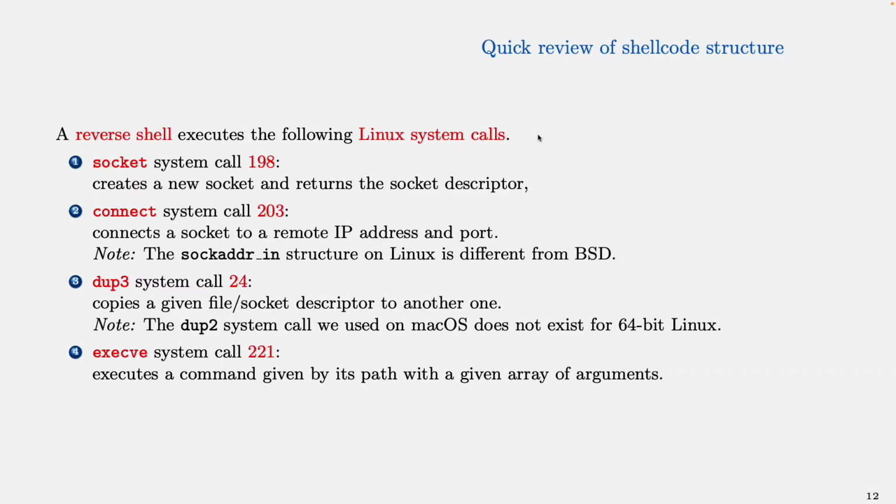Our reverse shell still has the same general structure, but we need to make a few changes. We need to change the system call numbers to the ones for Linux, so I've listed them here. And in the connect call, we must adapt the sockaddr_in structure for the second argument to this call. And we must replace the dup2 system call, which doesn't exist on Linux anymore, by the dup3 system call. I will quickly take a look at those two system calls to make clear what we need to modify.